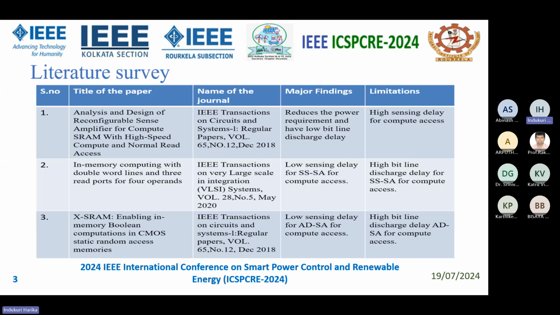In the second paper, in-memory computing with double word lines and three read ports for 4 operands, this paper tells about the symmetric single-ended sense amplifier. The limitation of this paper is that it has high bitline discharge delay when compared to the sensing delay. In another paper, enabling in-memory Boolean computation in CMOS static random access memories, it has a low sensing delay for the asymmetric differential sense amplifier for compute access. The disadvantage of this paper is that it has high bitline discharge delay.